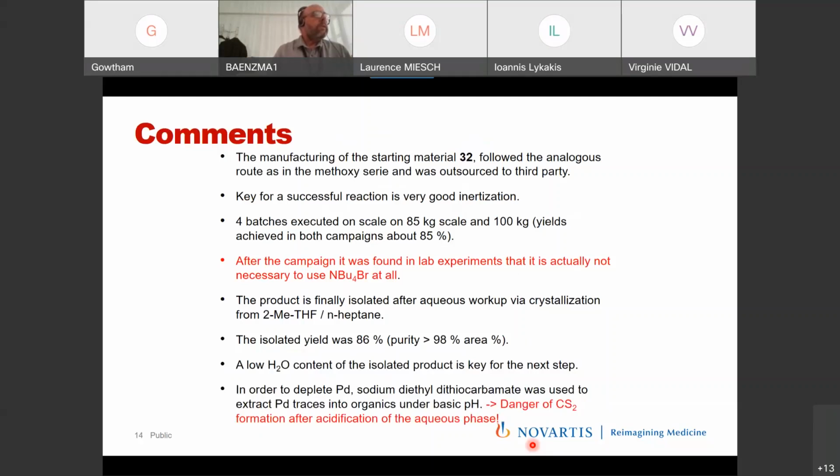This reaction was actually executed on 4 batches on 85 and 100 kilo scale. After the campaign, it was found in the lab that the phase transfer catalyst tetrabutylammonium bromide was actually not required. The residual palladium was removed with a sodium dimethyl dithiocarbamate wash. Although there is a slight danger of forming CS2 after acidification of the aqueous phase, so this had to be carefully investigated before going to the pilot plant.